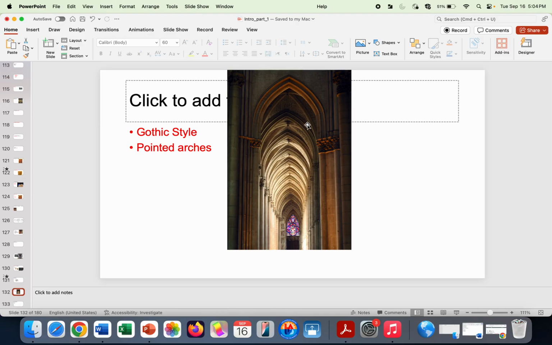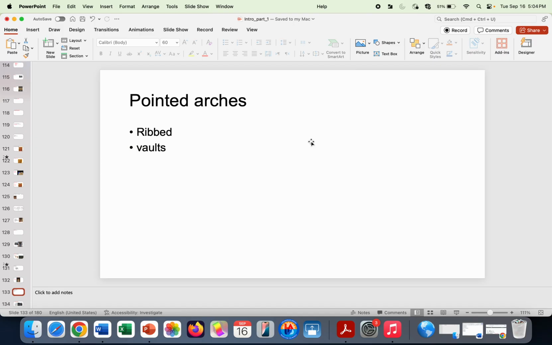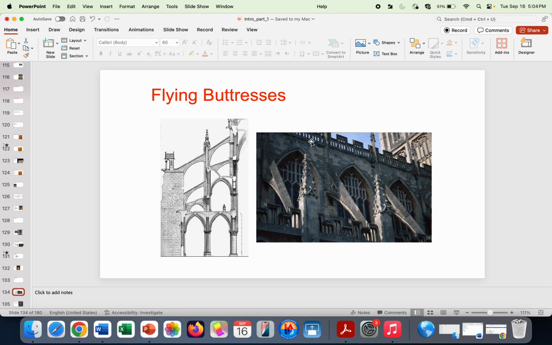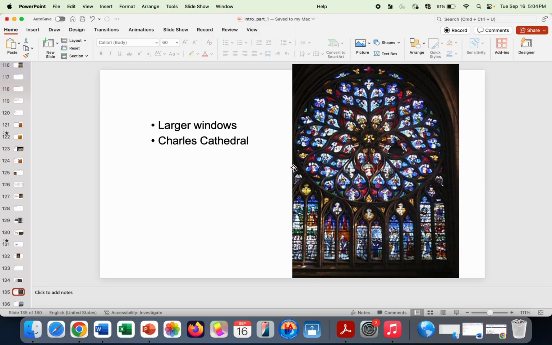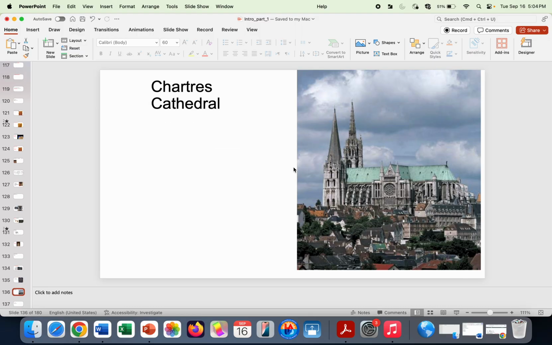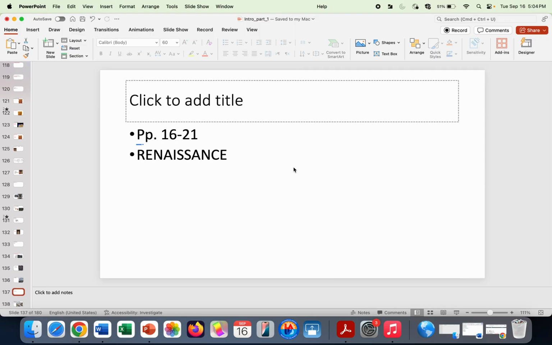See, it's a pointed arch, which is even taller. Rib vaults make it stronger. Big thing on the outside, flying buttress, this outside support holds the wall up. That allows big windows, Gothic windows of stained glass. And then Chartres Cathedral, very tall. These cathedrals are very tall.